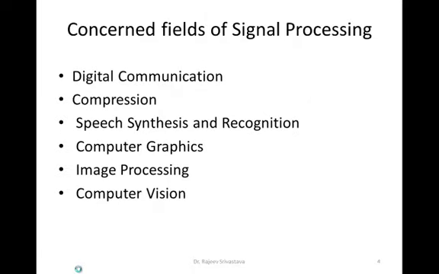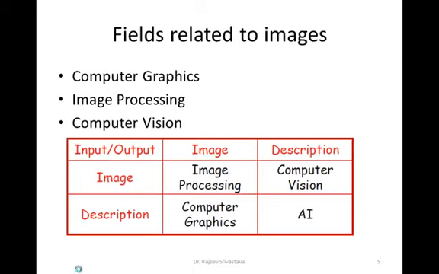Concerned fields of signal processing include digital communication, compression, speech synthesis and recognition, computer graphics, image processing, and computer vision. The fields related to images are computer graphics, image processing, and computer vision. In this table, the input and output of the various processing systems related to images are shown.